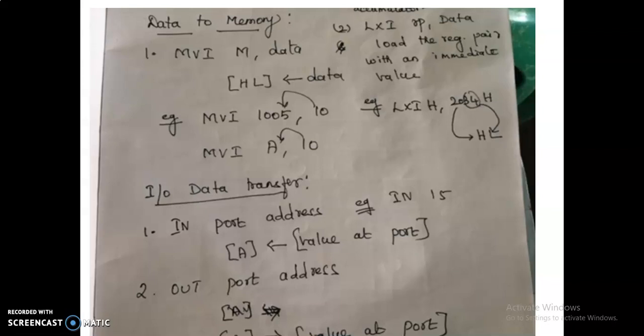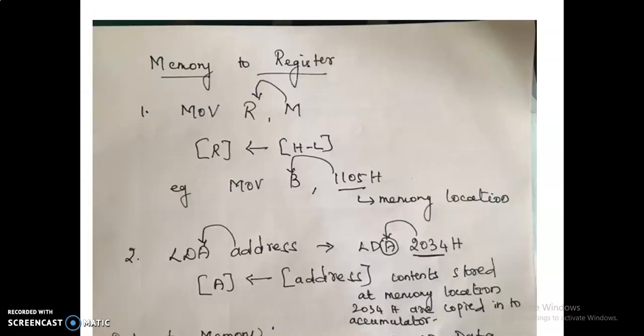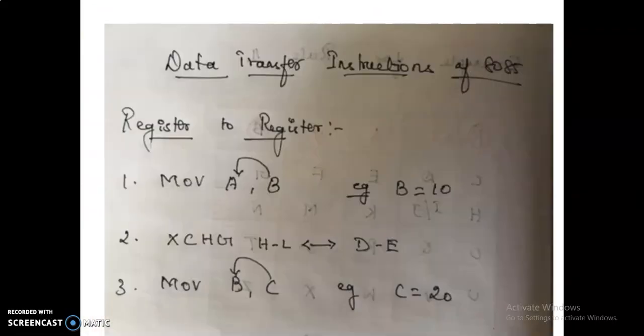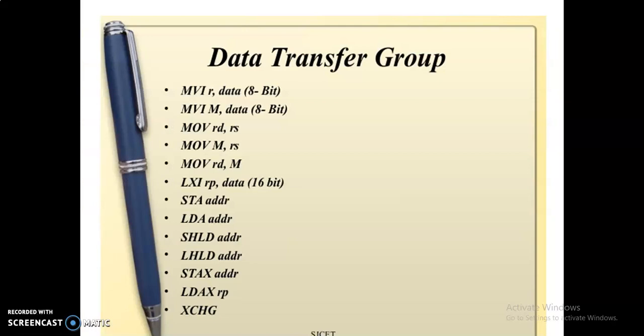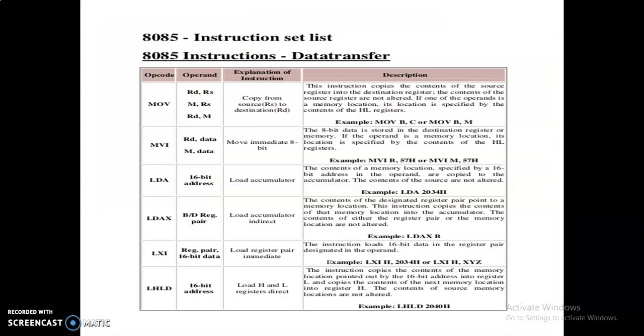These are some of the instructions I showed you in these examples. This is called the data transfer instructions. The data is transferred from memory to memory, memory to register, register to memory, data to register, and data to memory. Like that, we have this.